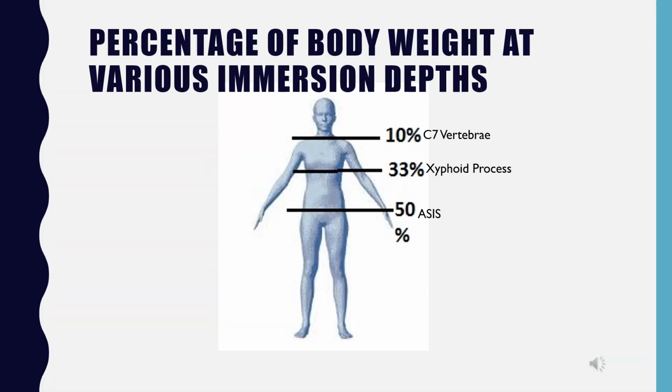A little visual to break down the percentage of body weight at various immersion depths in case my little stick figures weren't good enough for you. So we're going to be at about 50% body weight when the water level is at the ASIS, 33% body weight when water level is at the xiphoid process, and 10% body weight when the water level is at the C7 vertebra.